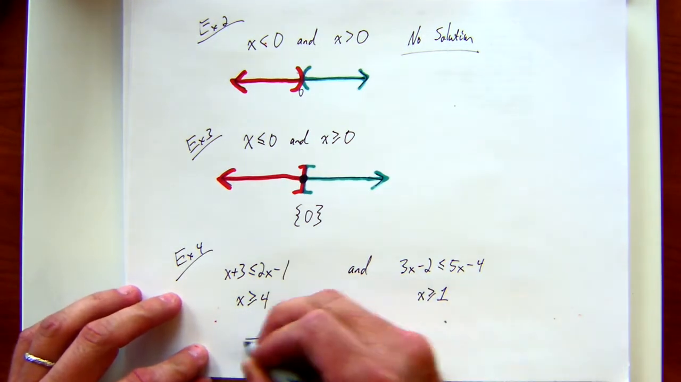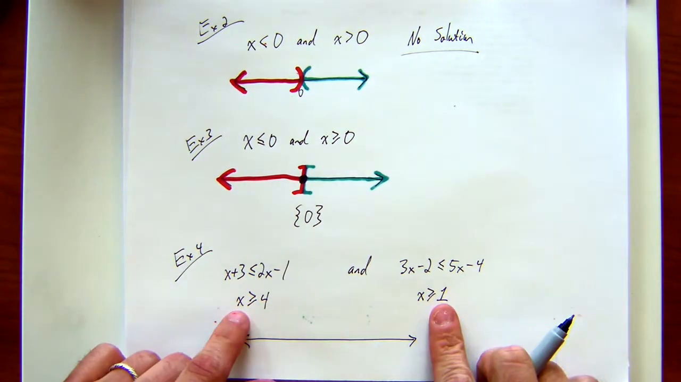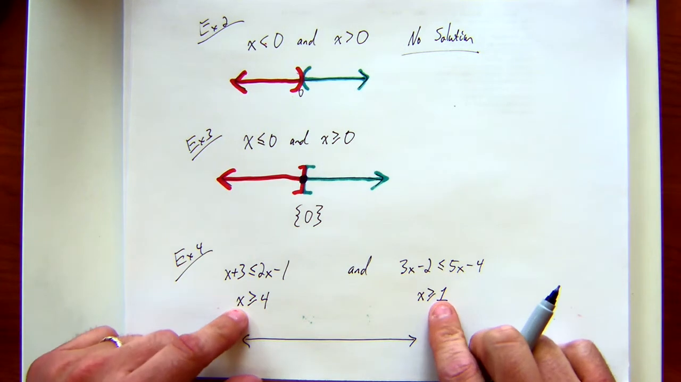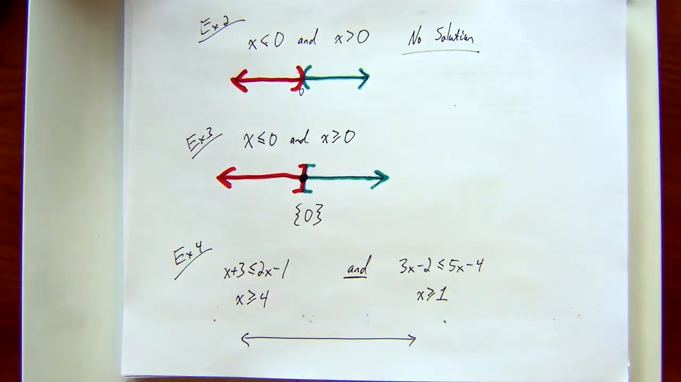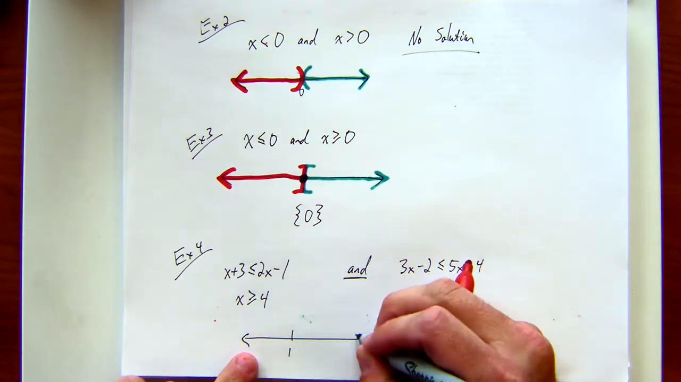Okay, now let's look at how these inequalities were compounded together. And so we're going to do the intersection. So let's look at the intersection of this. So x is bigger than 4. Let me put 1 and 4 on my number line.